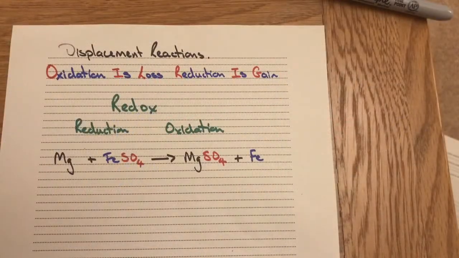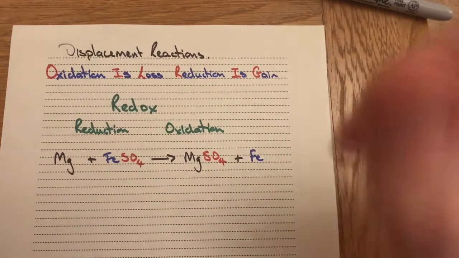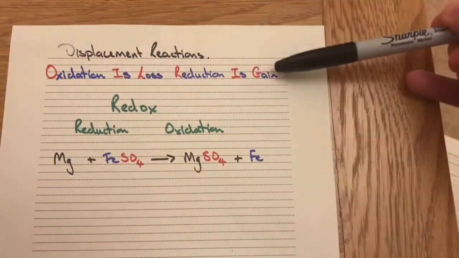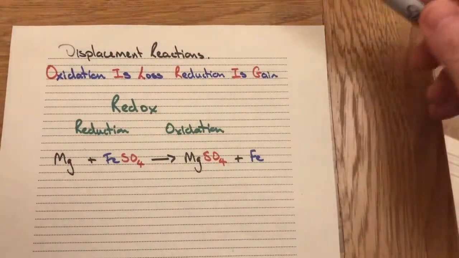Okay, in this video we're going to have a look at displacement reactions, and in particular we're going to have a look at the redox nature of a displacement reaction. To help us understand this, I've written down the phrase that we need to remember, that oxidation is loss of electrons, reduction is gaining electrons.